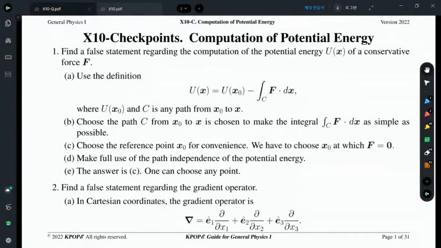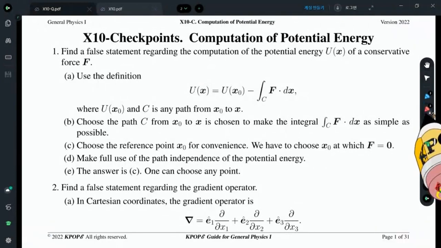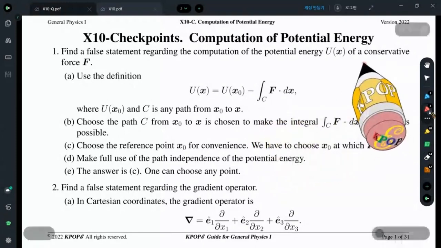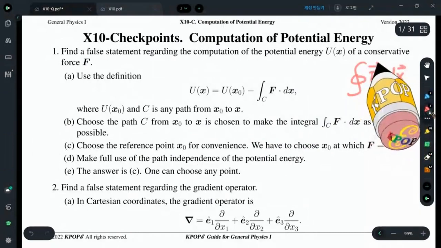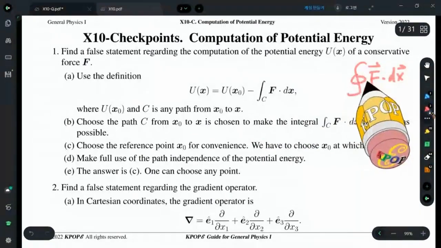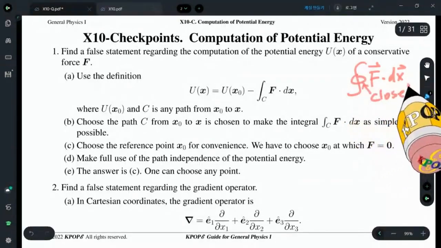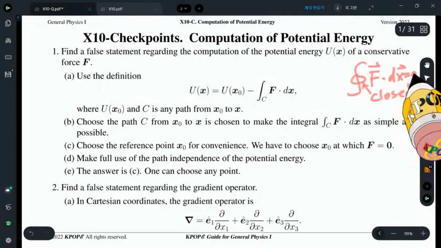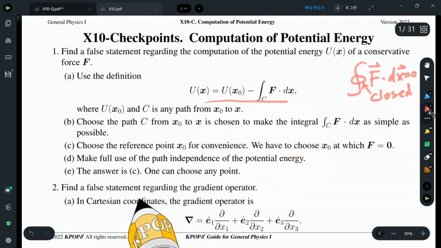Okay, today we compute various potential energy. The potential energy exists for any conservative force. If it is conservative, then the integral of work is always vanishing when you follow a closed path. So use this definition to find the potential energy.